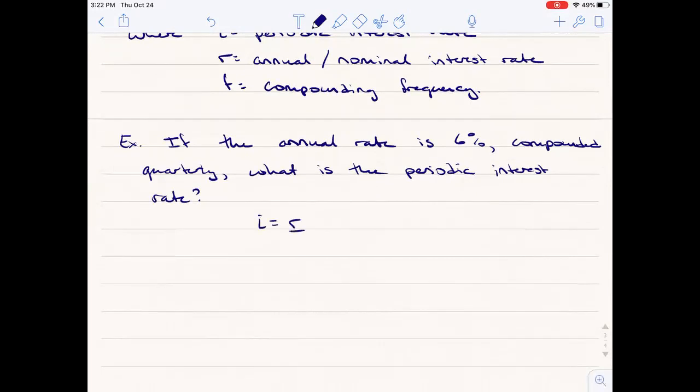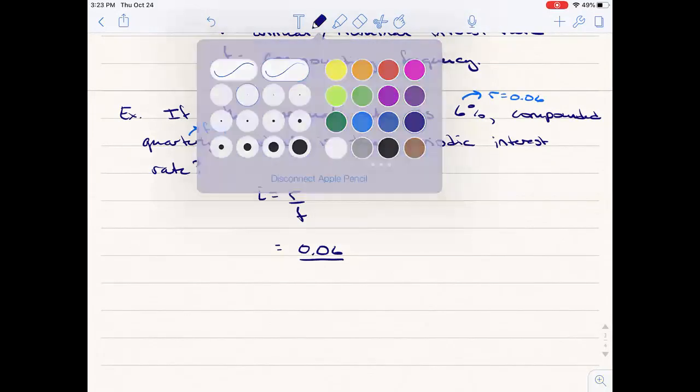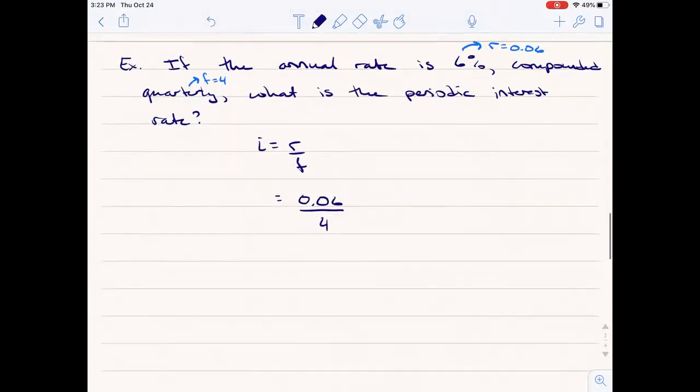We use I equals R over F, right? I is the periodic interest rate. R is the annual interest rate. So that's going to be 0.06 divided by F, compounded quarterly. I'll just highlight here that quarterly means that F equals 4, and the 6% means that R is 0.06. 0.06 divided by 4, we get 0.015.